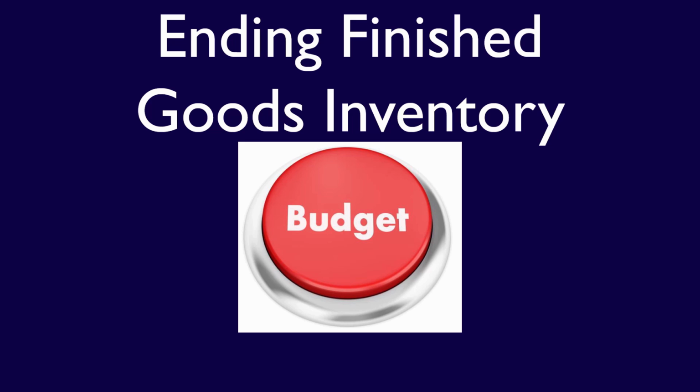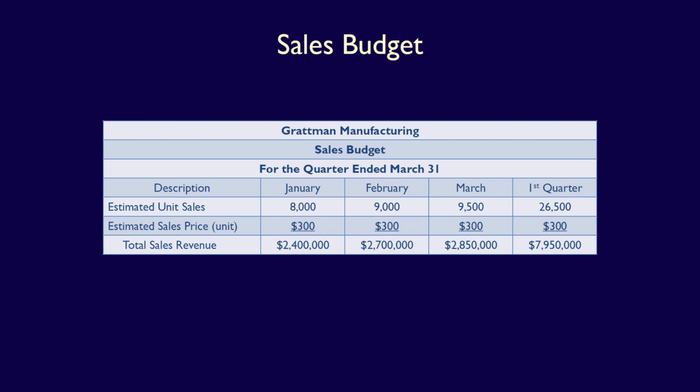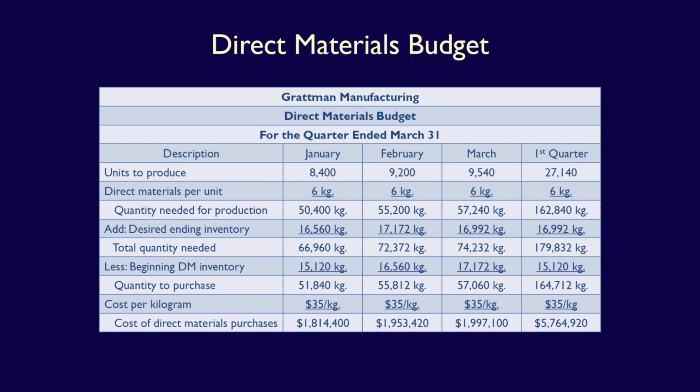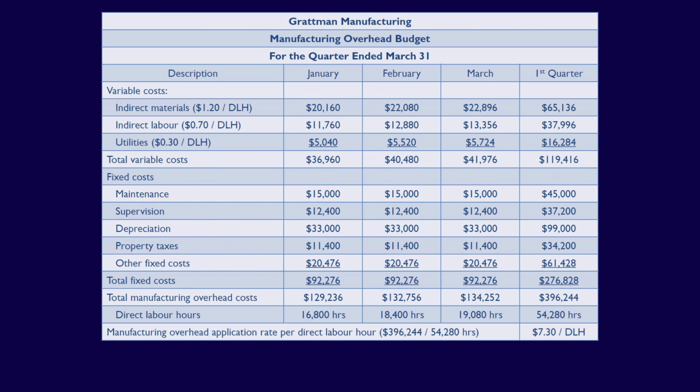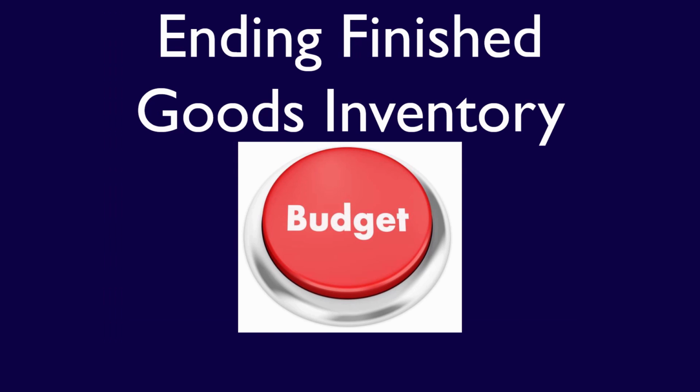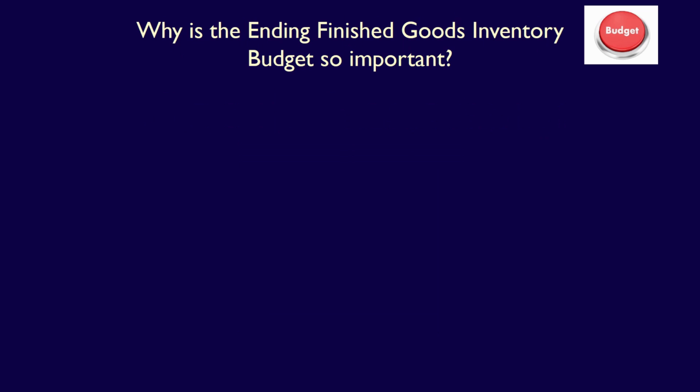We're continuing with the master budgeting process and preparing the ending finished goods inventory budget. We already have the sales budget, production budget, direct material budget, direct labor budget, and the manufacturing overhead budget. We're now going to use these budgets to produce the ending finished goods inventory budget. Why is this budget so important?